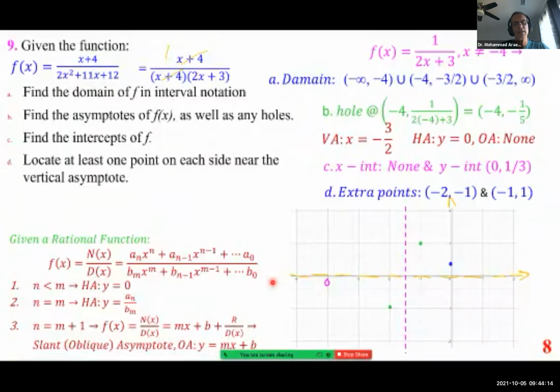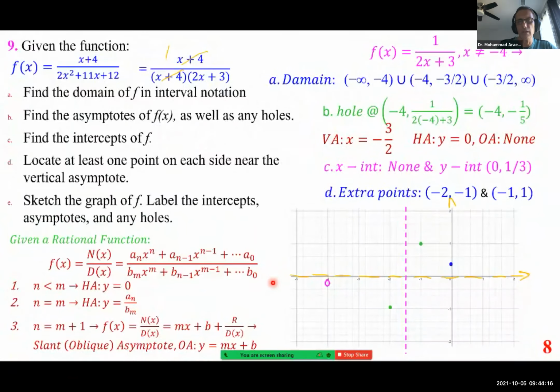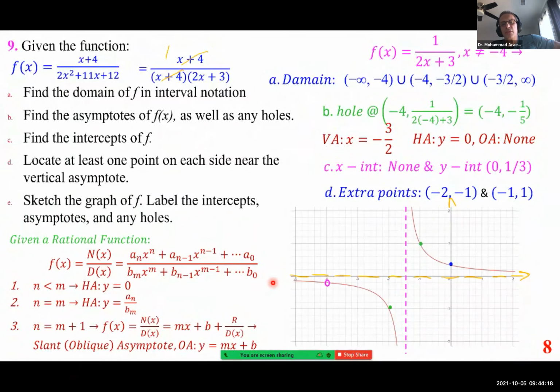So take a look at the graph of the function all put together. You have your horizontal asymptote, vertical asymptote, the 2 pairs that we got here, the y-intercept. There is no x-intercept, there's a hole here. All of the above, they go together, and they give you a perfect graph.